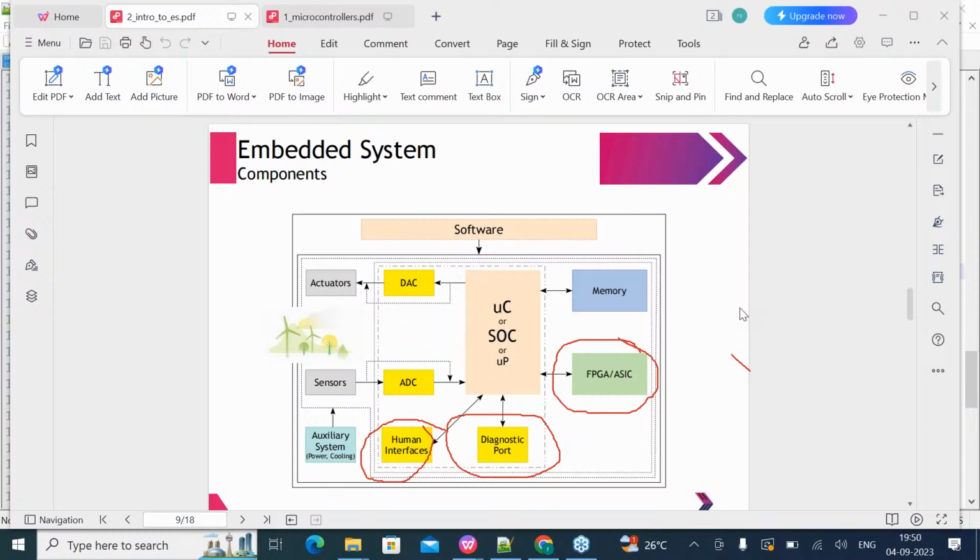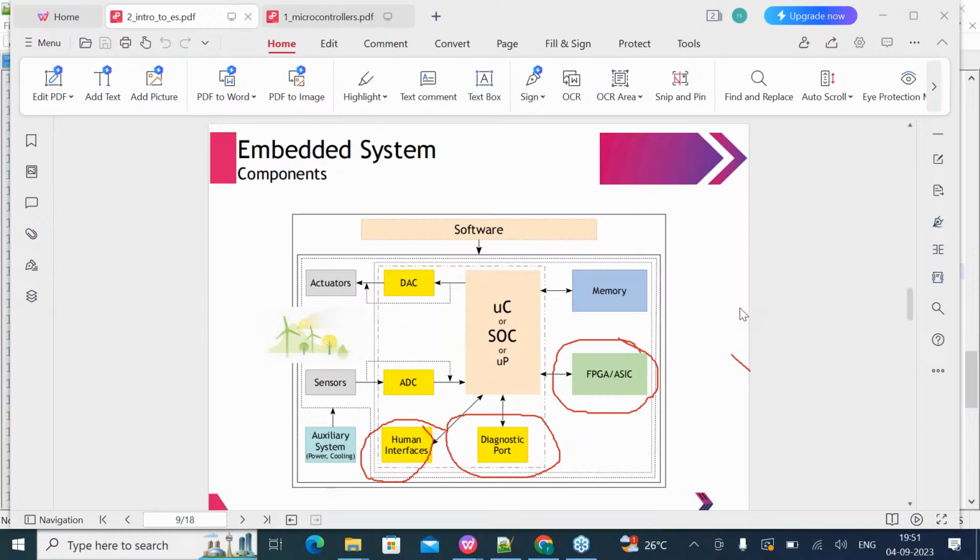FPGA is nothing but the field programmable gate array. And what is the ASIC? ASIC stands for what? Application specific integrated circuit is nothing but ASIC. What is FPGA? FPGA is nothing but field programmable gate array. ASIC is nothing but what? Application specific integrated circuit. Okay.